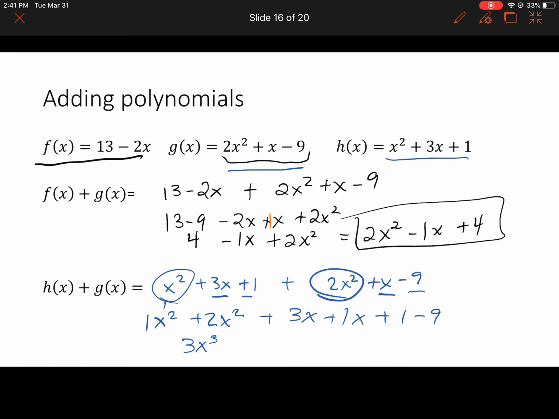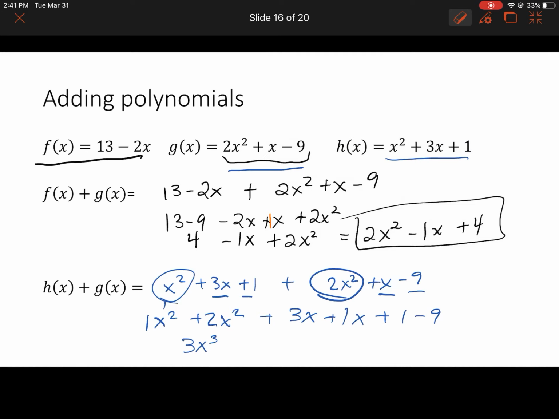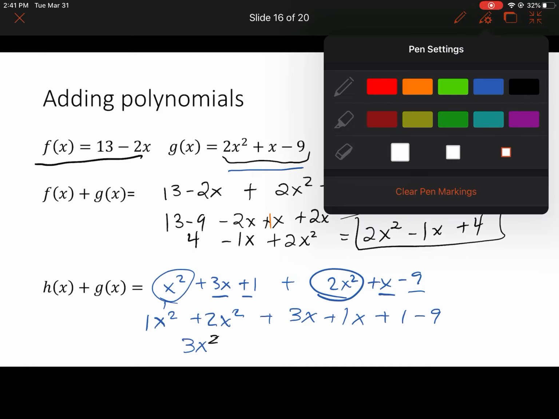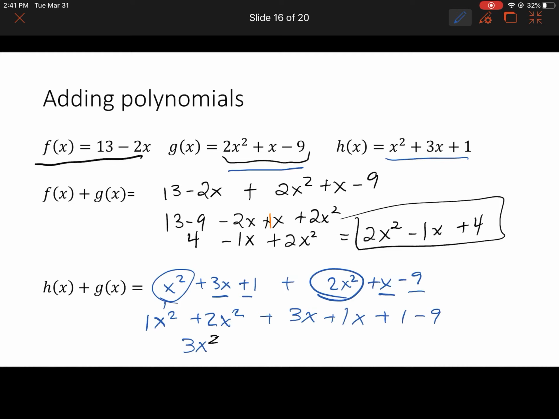1 plus 2 is equal to 3, so this is going to become 3x, well, not cubed, oops, that is going to be a square. Okay, so 3x squared, let me change that color back to blue, 3x squared plus, and we have 3x plus 1x, that's going to become 4x. 3 plus 1 is 4, that's why I wrote down the 4. And then 1 minus 9, that's going to be negative 8. So this is going to be minus 8. If it was positive 8, then I would write down plus 8.